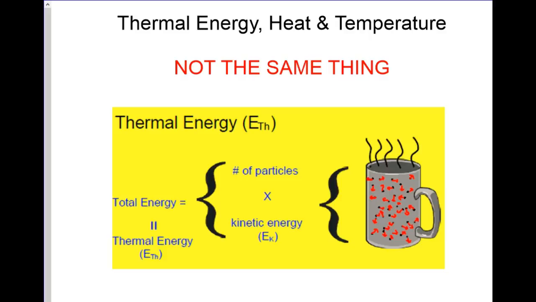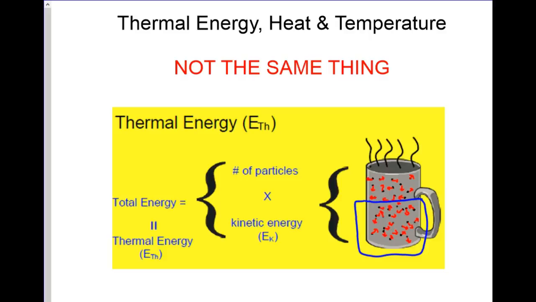Let's say that I drink some of this coffee, and now I only have this much coffee left in my coffee mug. What happens to my total thermal energy? Let's say the coffee is still the same temperature. The particles are still moving at the same speed. But I've consumed half of my coffee. Is my thermal energy going to go up, go down, or stay the same? It's going to go down because the number of particles has changed.